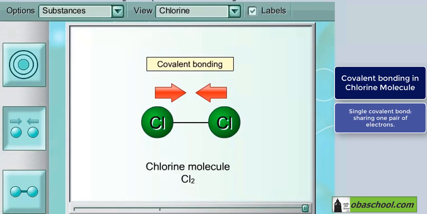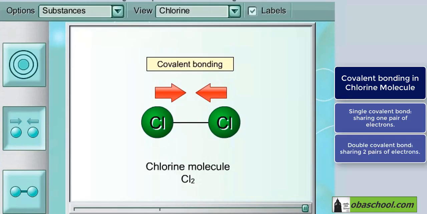Sometimes 2 pairs of electrons are shared between 2 atoms, forming a double covalent bond. So, every pair of electrons is 1 covalent bond. A few atoms can form triple covalent bonds. Triple covalent bonds mean sharing 3 pairs of electrons. These are very strong indeed.